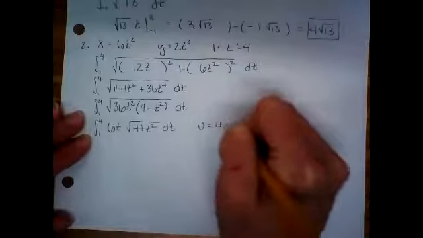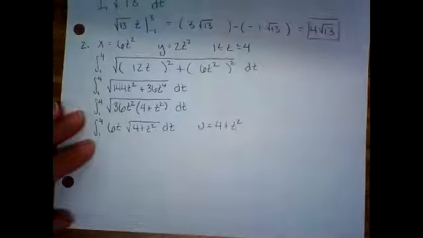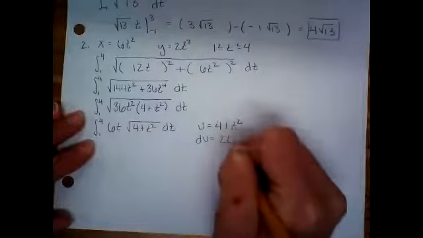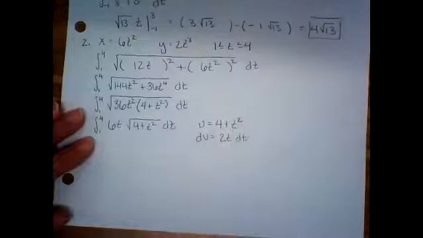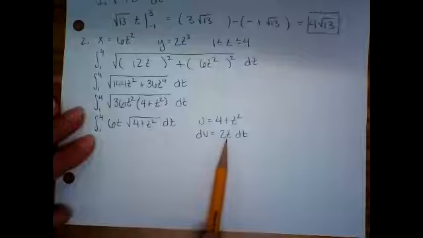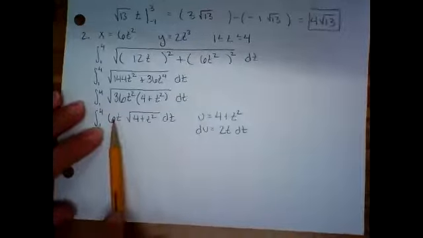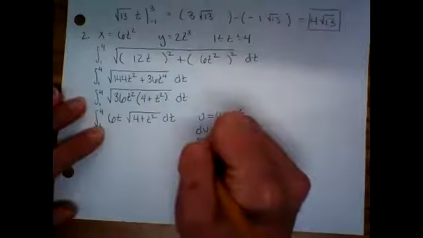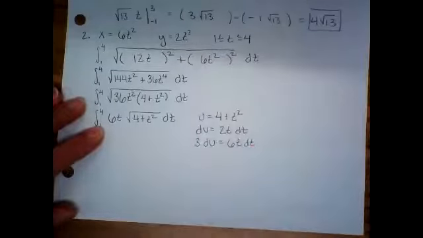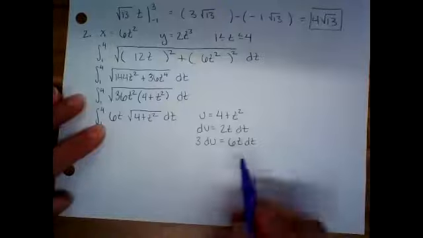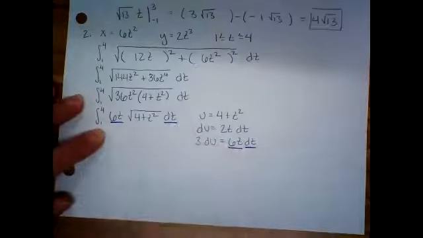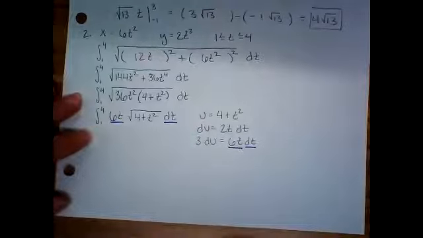Good. And so du would be... good, perfect. Now, you want to compare that to what's in the problem. We have 2t here, but it's 6t in the problem. So the adjustment would be to multiply by 3. I'm just going to underline. We're going to replace the 6t dt with 3 du.